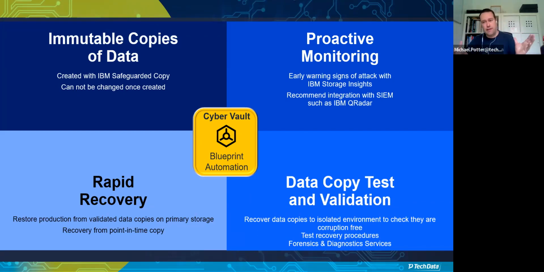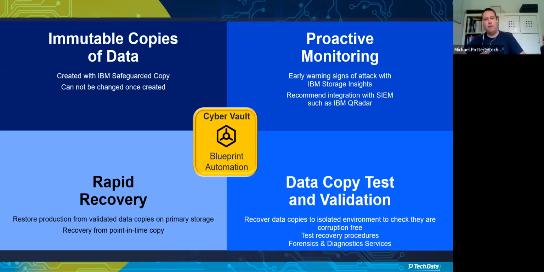IBM have created the blueprint called Cyber Vault, and a lot of you might be familiar with this, but for the people who aren't, it's made up of quite a few components. One of the core elements is safeguarded copy, which you can see here in the top left, and being able to make immutable copies of your data. It's quite a simple and fundamental thing to do.